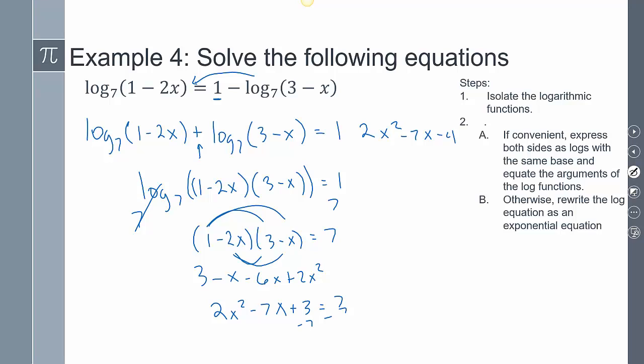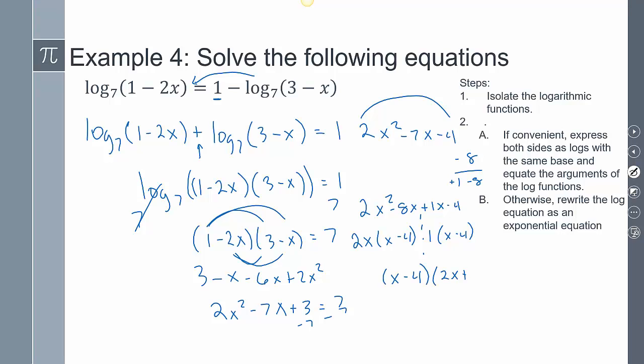So now we've got to figure out how to factor this. If I multiply a times c together, I get negative 8. The factors of negative 8 look like negative 8 and positive 1. So I'm going to break out my middle term. So I get 2x squared minus 8x plus 1x minus 4. Factor by grouping: 2x, and I get x minus 4, and then 1, and I get x minus 4. And so now I'm going to get x minus 4 and 2x plus 1. So that means x equals 4 and negative 1/2.